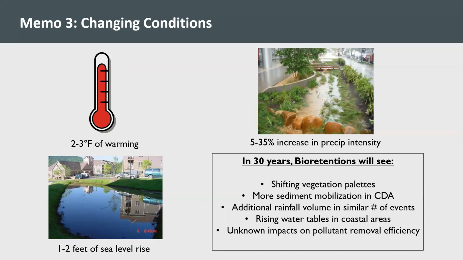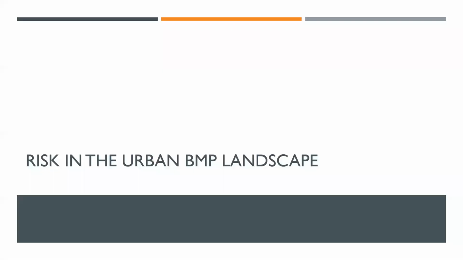And that's where it leads into this vulnerability analysis, right? Because we take together what our concerns are, what our current designs are, and then what these changing conditions will be to pull together what those vulnerabilities happen to be. So we're looking at things like shifting vegetation palettes, more sediment in the contributing drainage area being mobilized, more rainfall volume being concentrated in a similar number of events. So that's that intensity piece. Rising water tables, and at the same time, we don't have a great sense of the impacts on pollutant removal efficiency at this point.